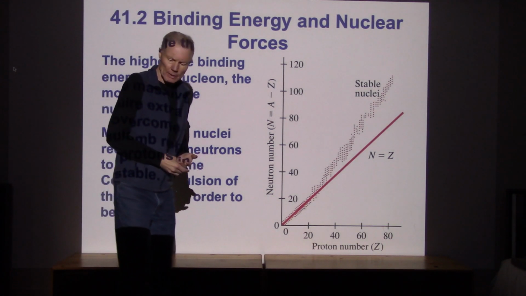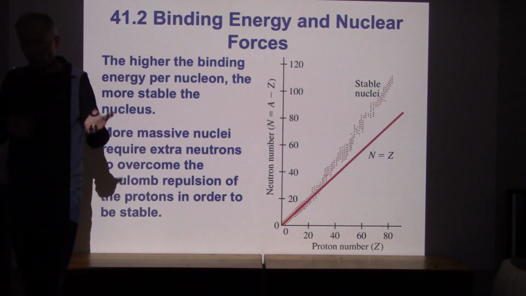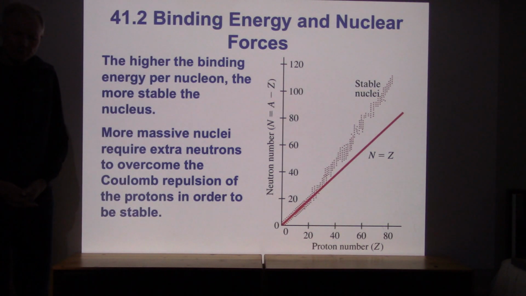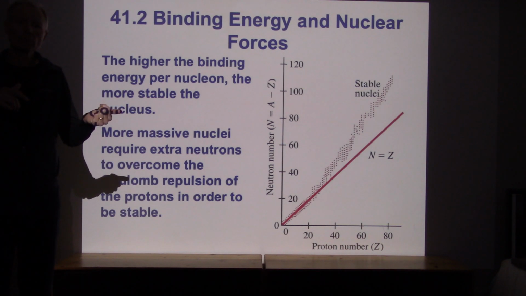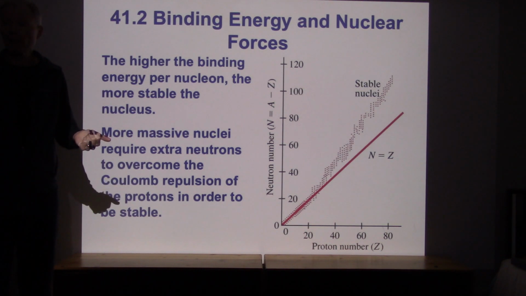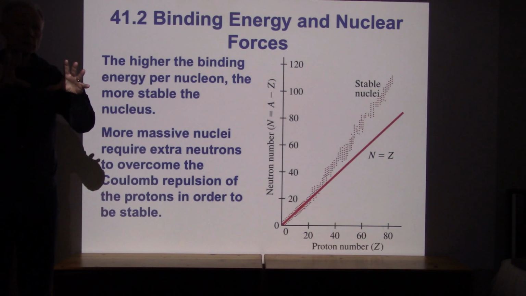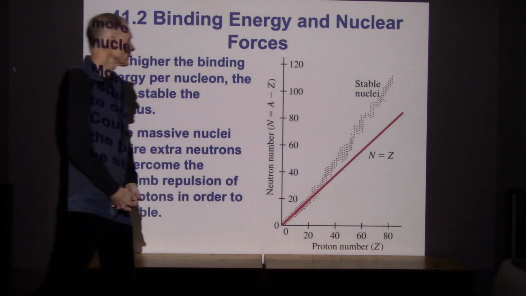Now, what would happen if we don't have those stable numbers? Again, there are different processes that can take place, and we'll be looking at those. We can have radioactive decay take place. So we can have a neutron turning into a proton, or a proton turning into a neutron, or we can have what's called an alpha particle, a small chunk that breaks off from the nucleus.